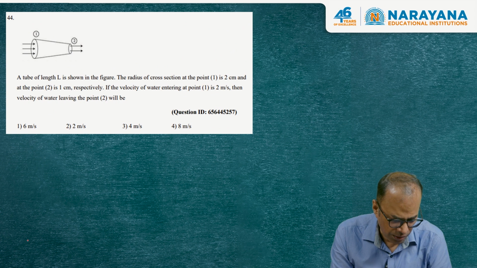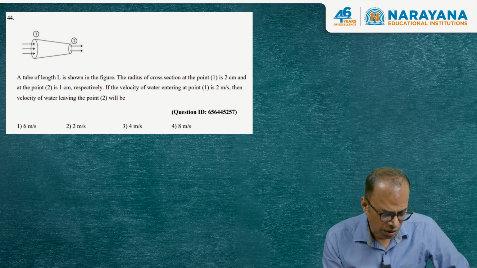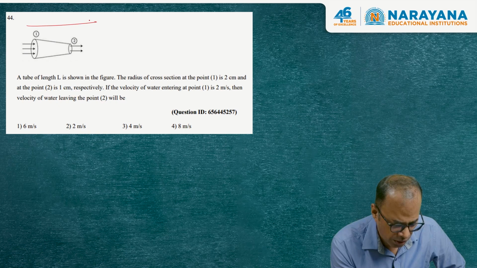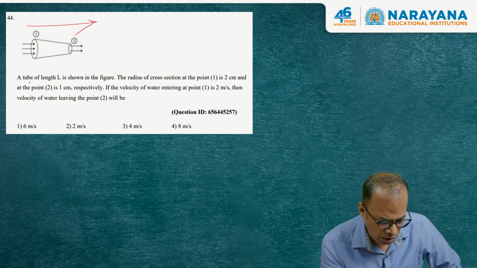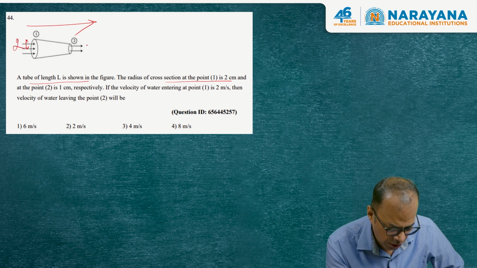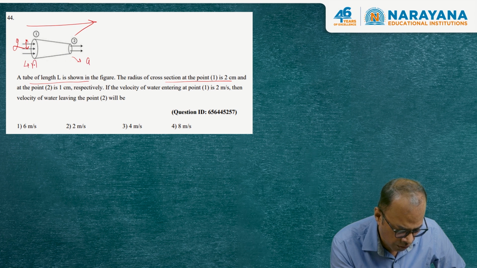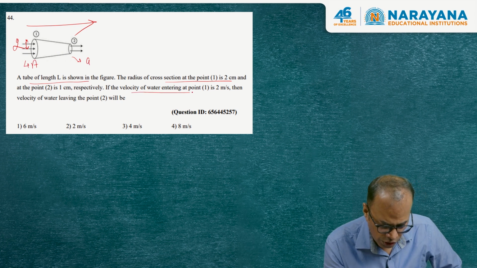Fine. Next question. Oh, this is another easy question. We just have to apply the equation of continuity. There is a tube of length L, radius is 2 centimeter here and the radius is 1 centimeter here. So if this area is A, this area is 4A. The velocity is 2 meter per second. What is the velocity at 2?